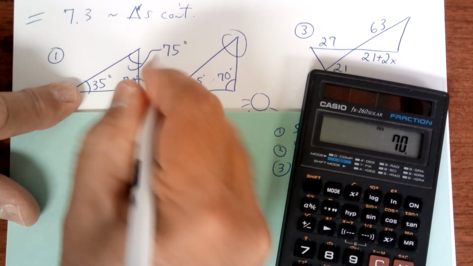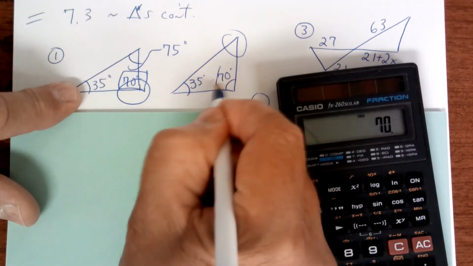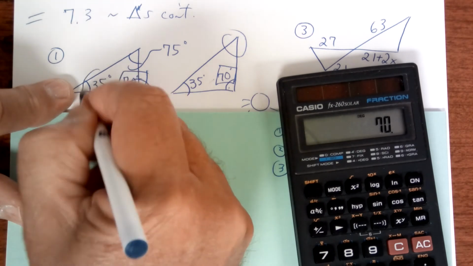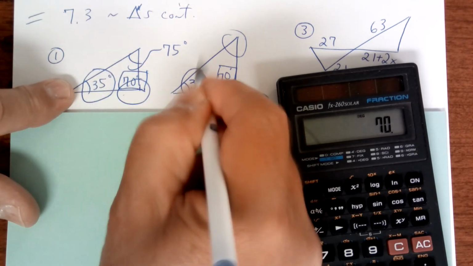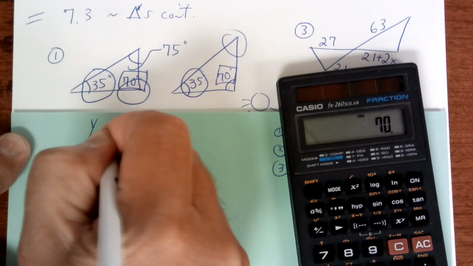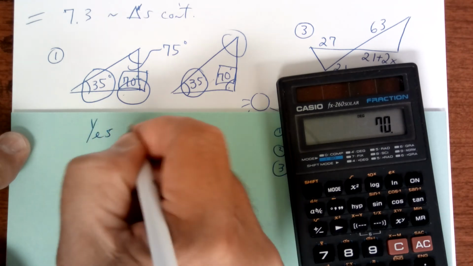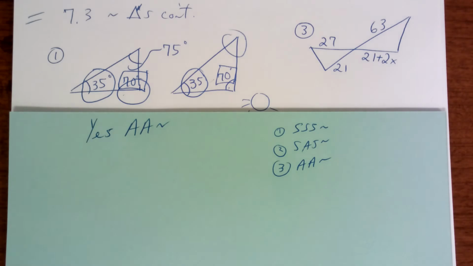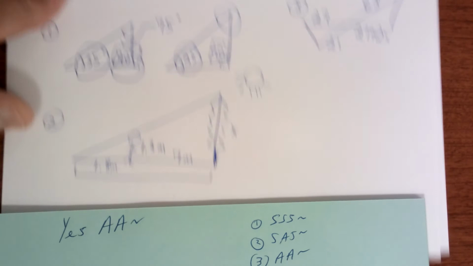So this one is actually 70 degrees. So this is the same as this one. So that's one angle, one pair. And then this one right here is the same as this one. So you're going to say yes, angle, angle, similarity. They are similar, which means the sides are proportional and the angles are equal. Let's take a look at number 2.